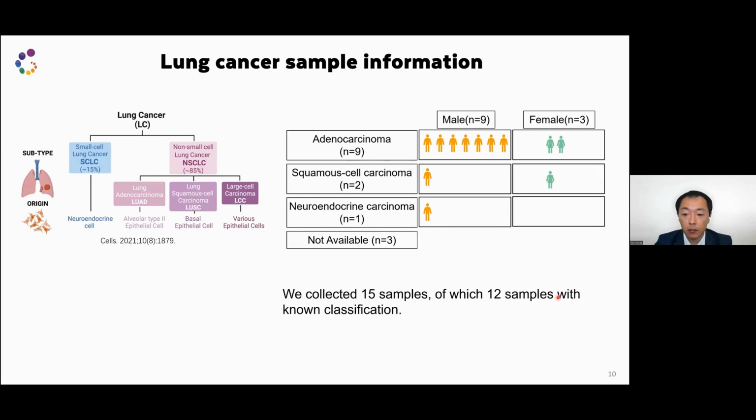Based on the origin of cells, lung cancer can be divided into different subtypes, including small cell lung cancer and non-small cell lung cancer. The non-small cell lung cancer can be divided into adenocarcinoma and squamous cell carcinoma. We collected 15 samples, of which 12 had known classification. We have 9 males, and adenocarcinoma accounts for 9 cases. I will show you two flow datasets, one from adenocarcinoma and one from squamous cell carcinoma.